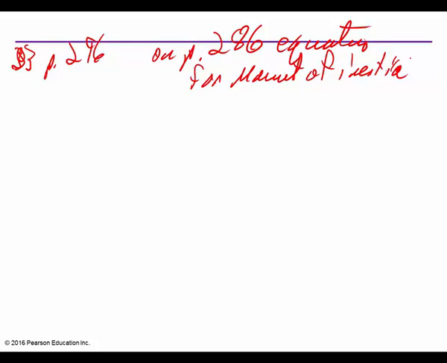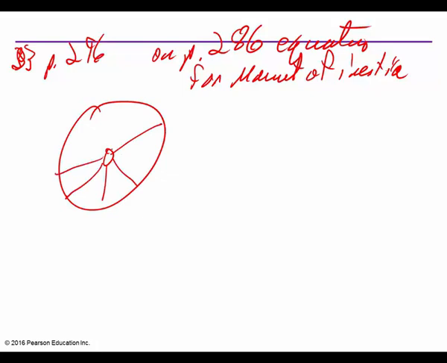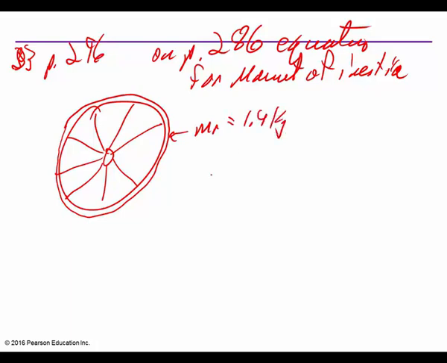Okay. All right, so notice we have a wagon wheel, and it has how many spokes? 1, 2, 3, 4, 5, 6, 7, 8. That's close enough. And then, of course, the rim is fairly thin around it. Then it wants to know the mass of the rim. Mass of the rim is 1.4 kilograms.